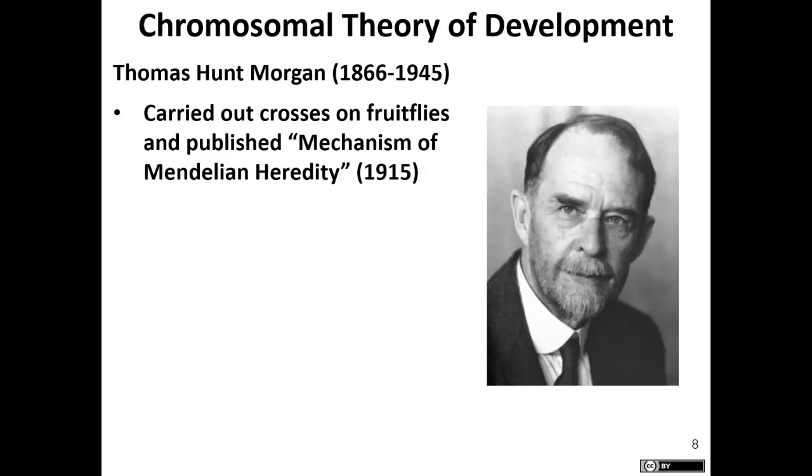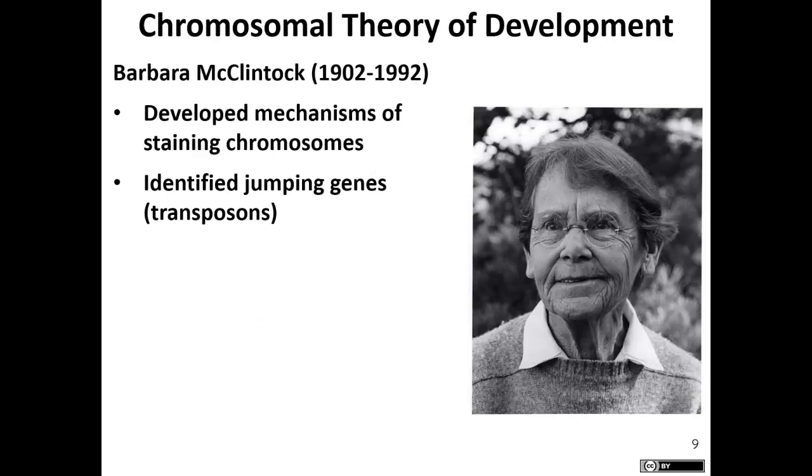Him and his associates then published a paper in 1915 called The Mechanism of Mendelian Heredity. So now Mendel was starting to get credit for all of his previous work. Then in the late 1920s, Barbara McClintock developed a mechanism for staining chromosomes, so now we can look at chromosomes. She also identified certain chromosomes that seem to break apart and recombine in different areas, and she called them jumping genes. We now know they are transposons.